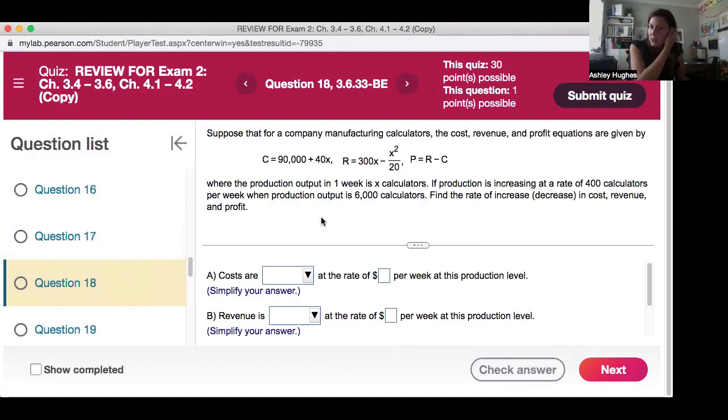So let's do this cost one. Suppose that for a company, we have this for cost, revenue, and then profit. If the production is increasing at a rate of 400 calculators per week, when production equals 6,000 calculators, find the rate of increase in cost, revenue, and profit.